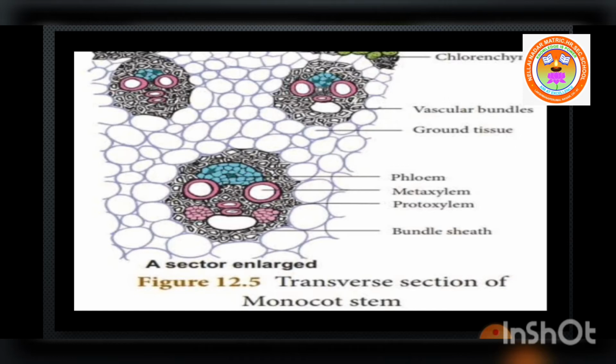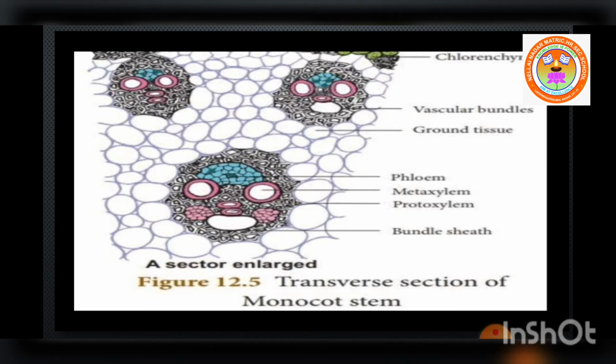The vascular bundles are conjoint, collateral, endarc and closed. So what is conjoint vascular bundle? Xylem and phloem arranged in the same radius. Collateral, xylem and phloem arranged in the same radius, phloem facing outwards. Endarc, protoxylem points facing towards the center and metaxylem facing towards the periphery. This condition is known as endarc.